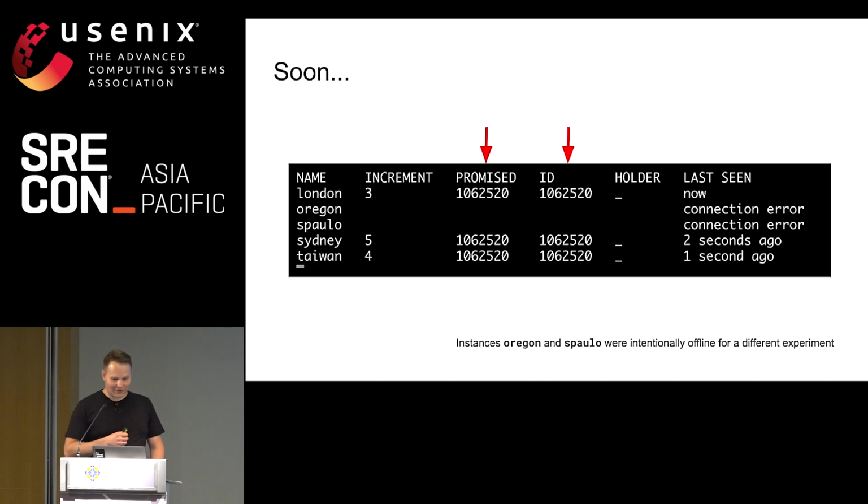So this is how it looked. I have a small program to dump the state. I was actually running a different experiment, which is why two of the instances were down for some other thing that I wanted to try. And then suddenly I saw these promise and ID numbers skyrocketing, and had to reproduce it a couple of times, which is not that easy, actually, to find out where exactly the bug is.